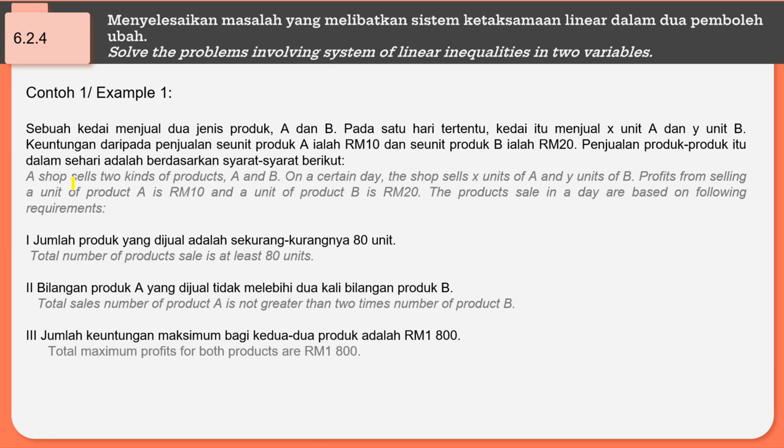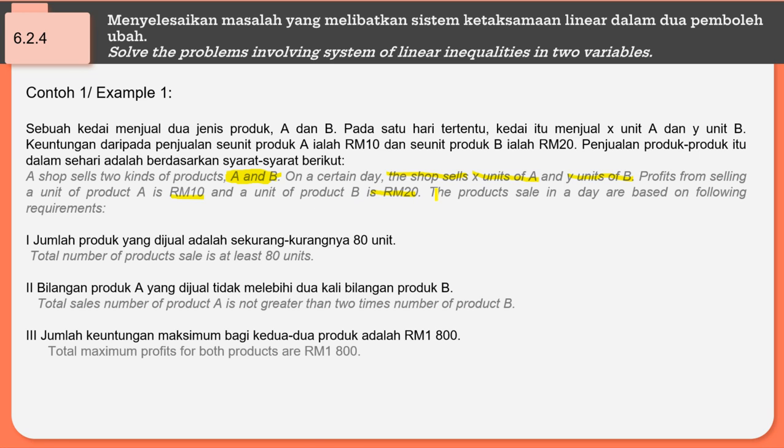A shop sells two kinds of products, A and B. So definitely I know A and B, right? So it will involve two variables here. On a certain day, the shop sells x units of A and y units of B. So we already have x and y variables. Profit from selling a unit of product A is 10 ringgit and a unit of product B is 20 ringgit. The product sales in a day are based on the following requirements.